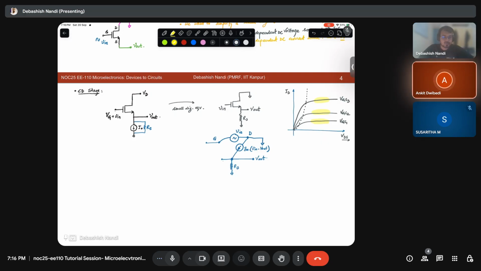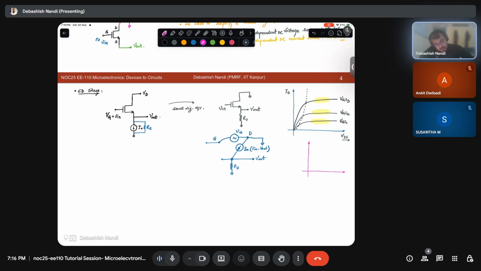Because it does not depend on the VDS. Even if we change VDS, the ID remains constant. So your constant current source is basically, let's say I have a current source of I0, so it gives me a value like this, right? Let's say the current is flowing ID and the voltage across it is VD, and this will be your I0. So whenever you see this kind of straight line on your ID-VD characteristics, you can easily state that it is a current source.